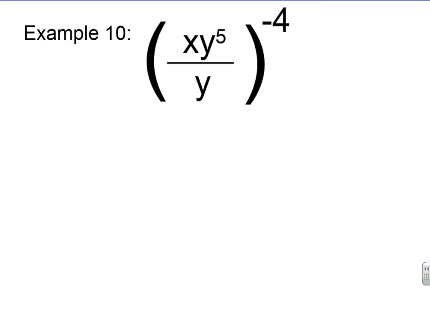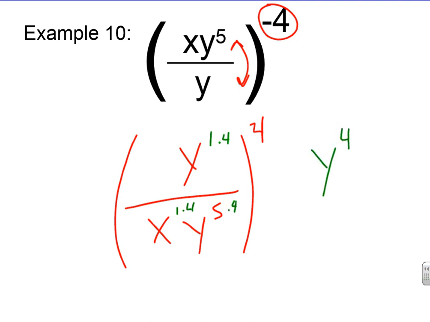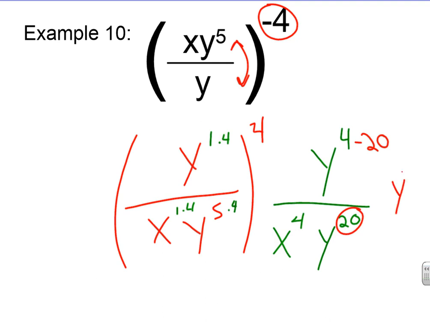Pause the video now as you try example 10. Press play to go over your answer. I see a negative, so I think flip. That gives me y on top and x, y to the 5th on bottom. It's now to the positive 4th power. These have powers of 1, so I multiply them by 4. That gives me y to the 4th over x to the 4th, y to the 20th. My last step is to subtract: y to the 4th minus 20 on the bottom. You get y to the negative 16th over x to the 4th.